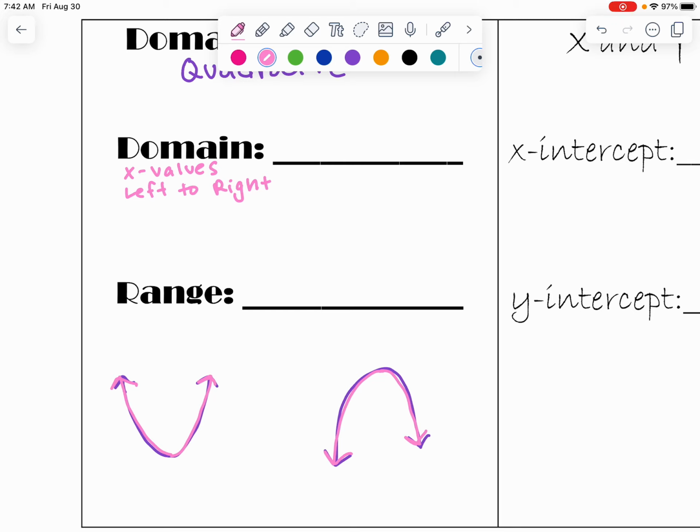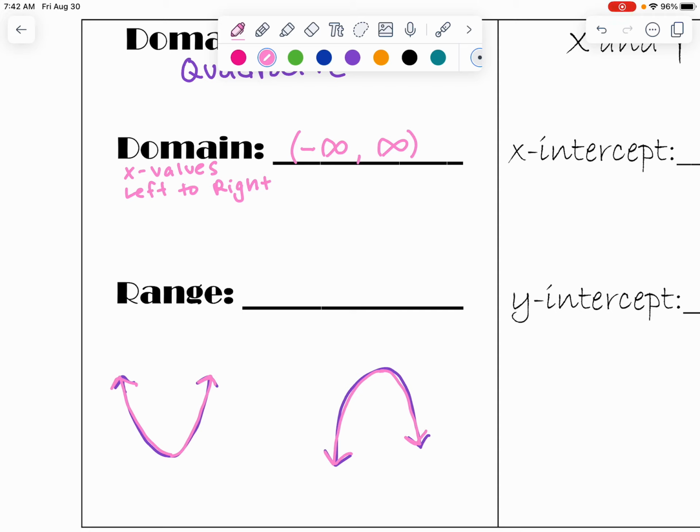So the domain, the graph goes forever and ever in both directions, meaning that it goes all the way to the left to negative infinity and all the way to the right to positive infinity. This will always be true for a quadratic graph when we're just looking at the function itself.